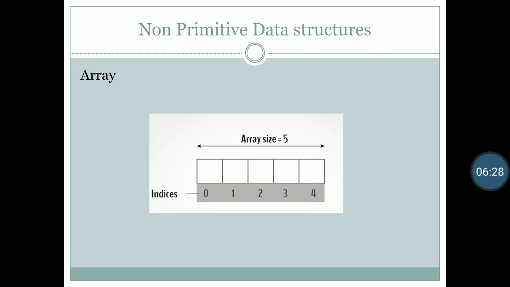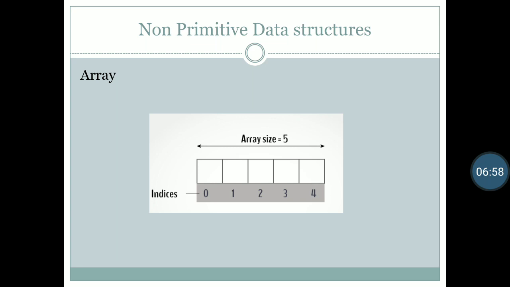Next, let's take an example of non-primitive data structure. Non-primitive data structure means those which are not inbuilt. It can be user defined. First example is array. So we all know the definition of array. Array is a bunch of variables with the same data type, meaning we can store a large amount of variables of the same data types in a particular variable.